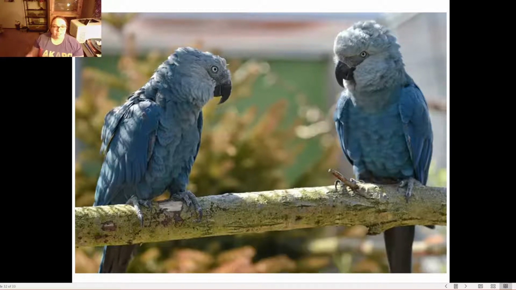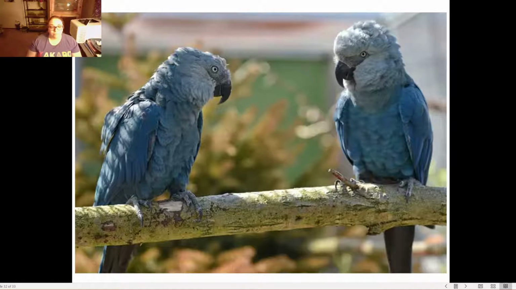And this species actually had a nice little moment in the spotlight when the movie Rio came out, and there was a Spix's macaw named Blue in that movie. So that was in 2011. They had a little bit more attention paid to them. But unfortunately, there are still only 160 individuals left. They are captively breeding them, and they're hoping one day to reintroduce them into the wild.